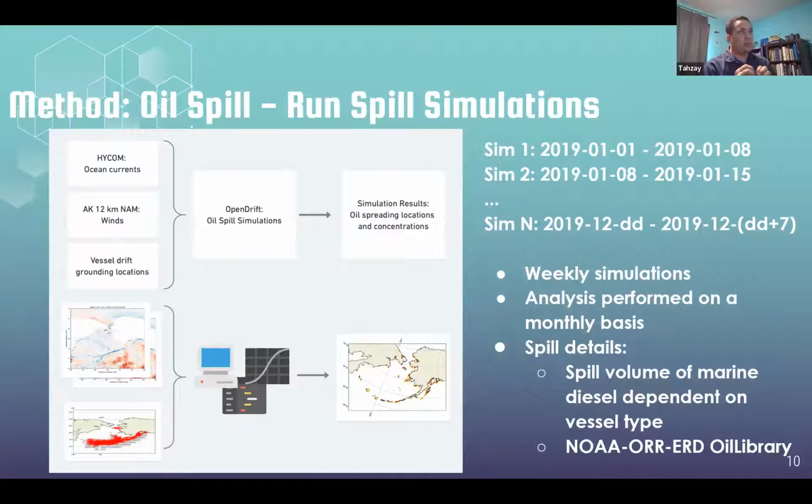And so you could end up with your oil moving out to sea, or you could have it move along the coast and continue to oil water. Again, these simulations went weekly but were ultimately aggregated up into a monthly basis so that we could understand a spill volume. And we had to use a specific oil, so we chose to use marine diesel in this particular case, but the information that guided the parameters came from the NOAA ORR oil library.